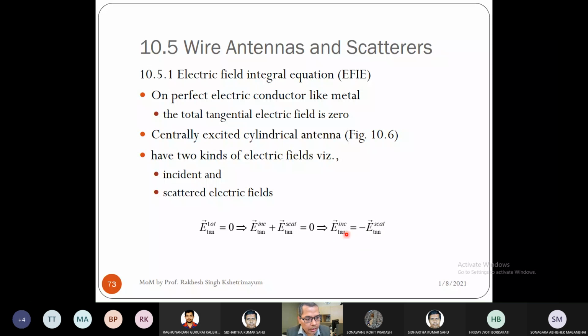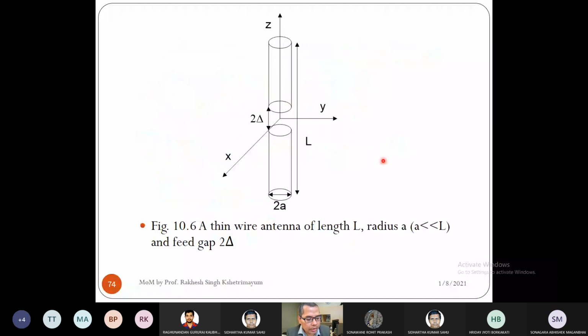So this is a wire antenna, a dipole antenna. You have a cylindrical conductor here, this is the upper arm of the dipole, this is the lower arm of the dipole. You have a feed gap here, of width 2 delta, where you supply some source to this antenna. If you supply a time-varying current, then it will start radiating. The radius of the cylinder is a and the length of the wire antenna is L. Like last time, I consider a to be very much less than L. This feed gap is of 2 delta, and here you supply the voltage to the antenna.